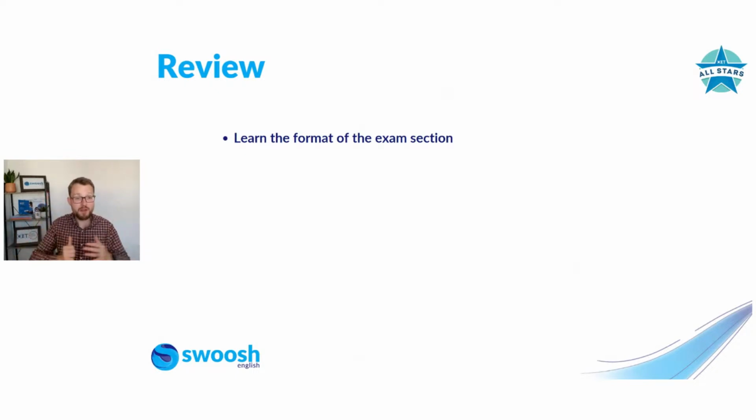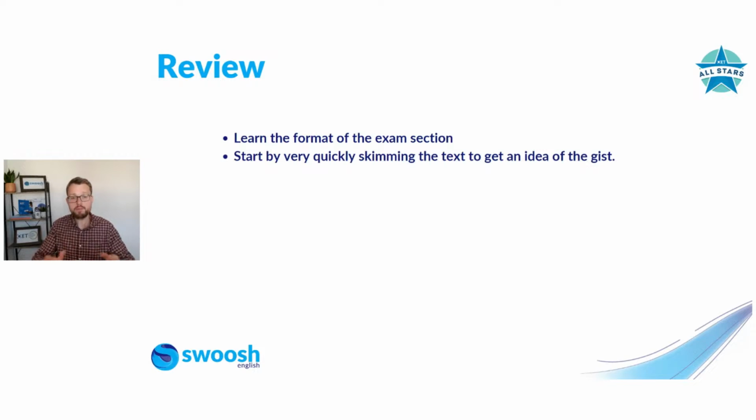So let's now review what we've covered in this session today to give you some more advice and tips going forward with reading part B. First piece of advice I have is to make sure you learn the format of the exam section. That's why we did a quiz today, so you know exactly what's coming up in reading part B. Make sure, of course, that you start by skimming the text very quickly, 10, 20 seconds maximum, as quickly as you can, to get an idea of the gist. The gist is the overall meaning. Look at those topic sentences and look at those headings as well.